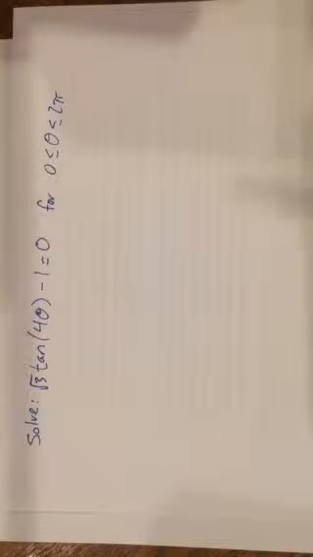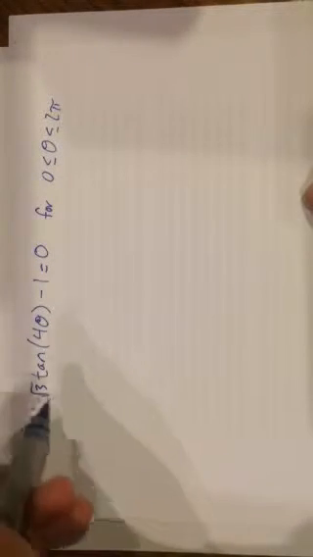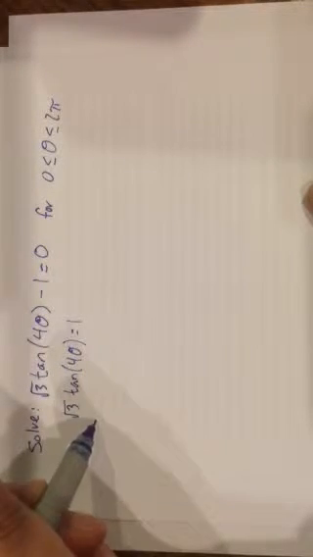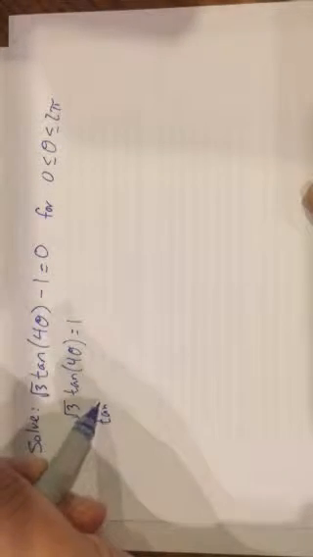Okay, so let's say we want to solve square root of 3 tan of 4 theta minus 1 equals 0, and we want all thetas that are between 0 and 2 pi. So first, I'm going to solve for my variable term. I'm going to move the 1 over and divide by the square root of 3: tan 4 theta equals 1 over the square root of 3.